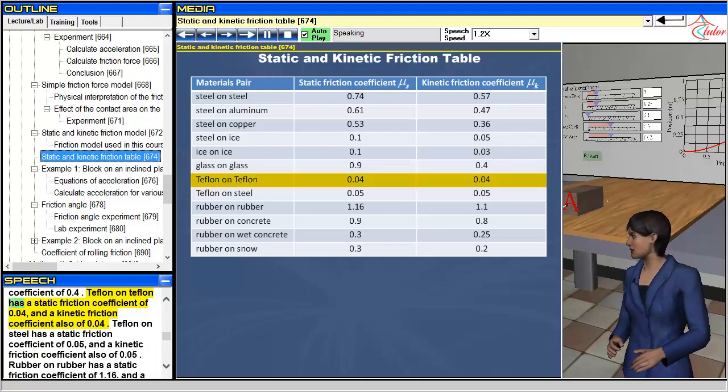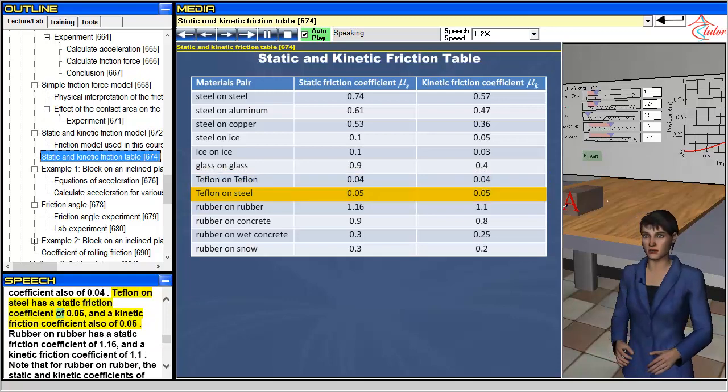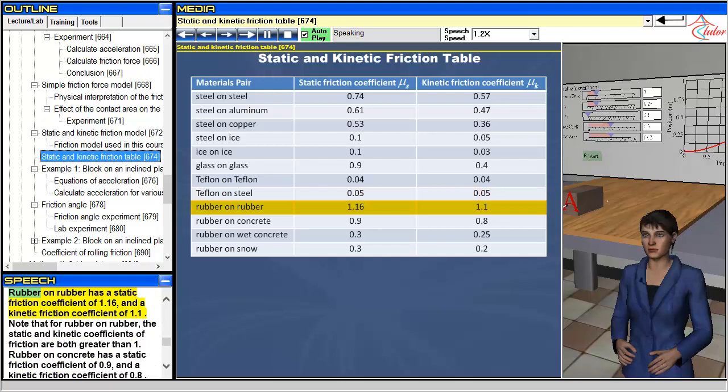Teflon on Teflon has a static friction coefficient of 0.04, and a kinetic friction coefficient also of 0.04. Teflon on steel has a static friction coefficient of 0.05, and a kinetic friction coefficient also of 0.05. Rubber on rubber has a static friction coefficient of 1.16, and a kinetic friction coefficient of 1.1.